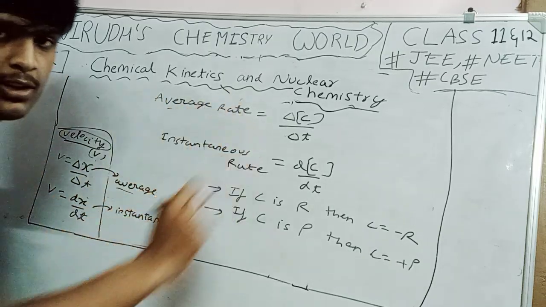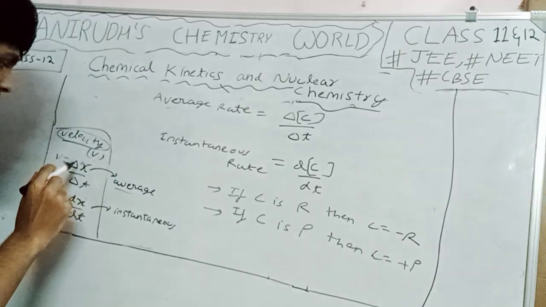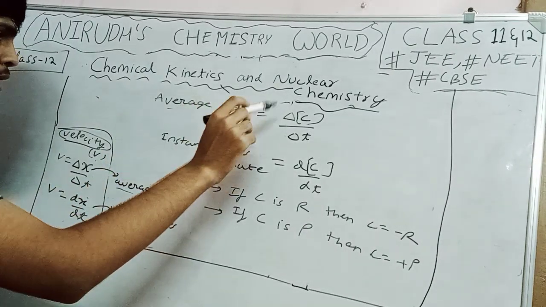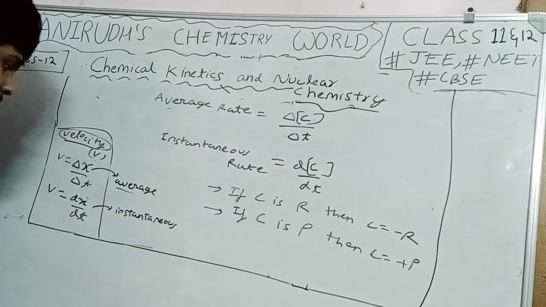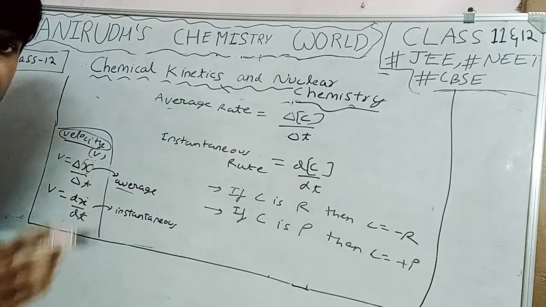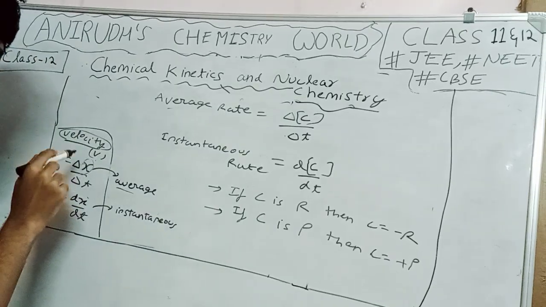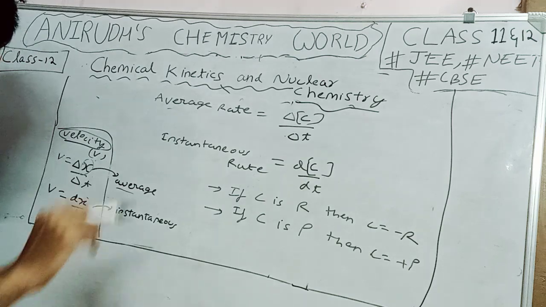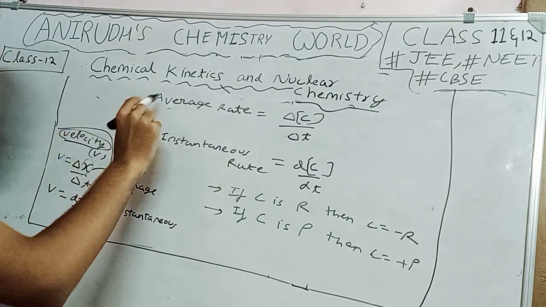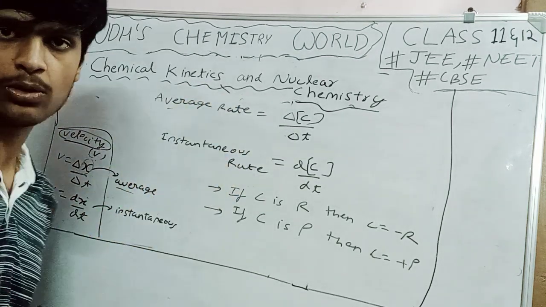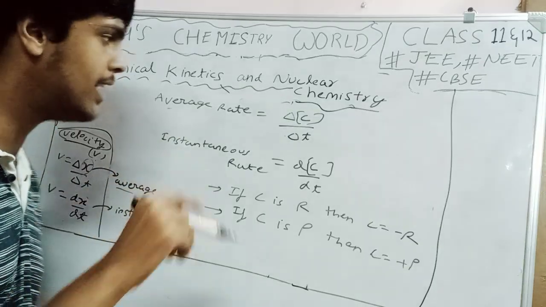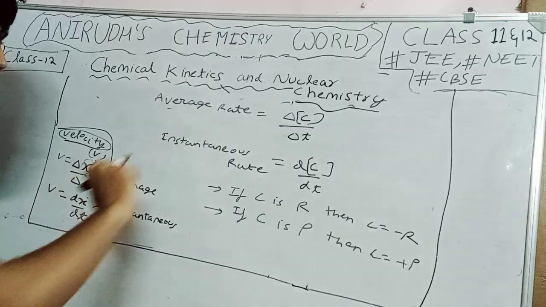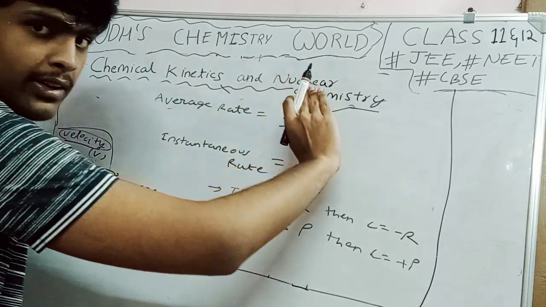Average velocity is equals to delta x by delta t. So average rate is equals to delta concentration of c by delta t, since here the distance, I already told you, is like concentration. So in delta x by delta t, for rate you should replace x with concentration of c. Average rate is equals to delta concentration of c by delta t, similar to delta x by delta t. I hope you got this.